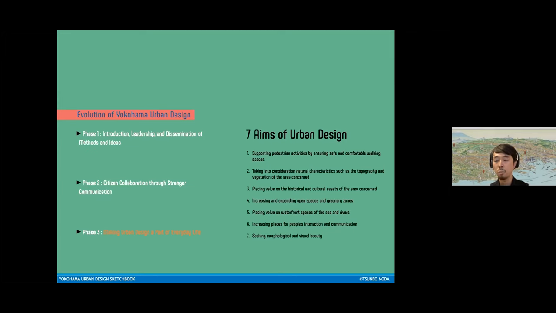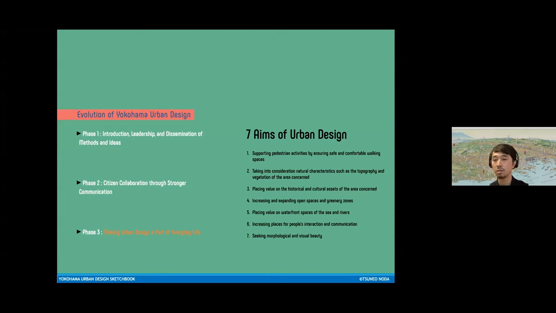So phase three is about each individual citizen's life. Phase three cannot be achieved overnight, but it's going to take 30, 40, or 50 years. So we will continue to make urban design a part of everyday life.